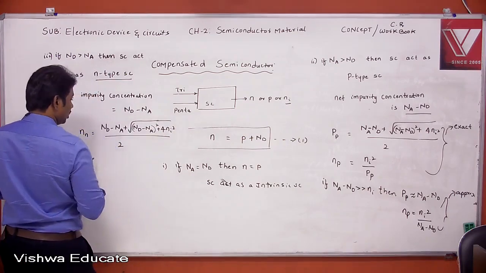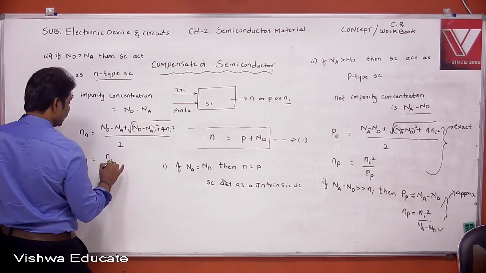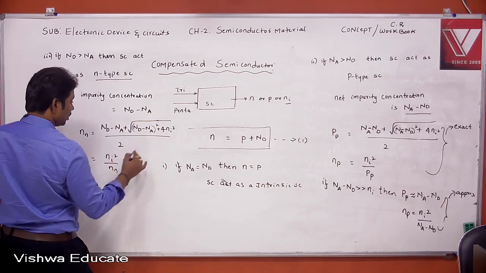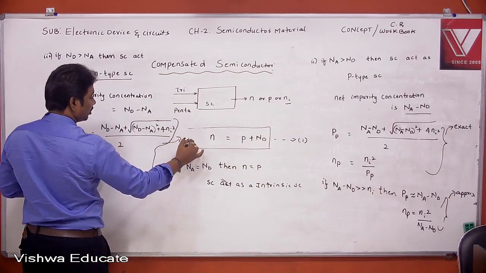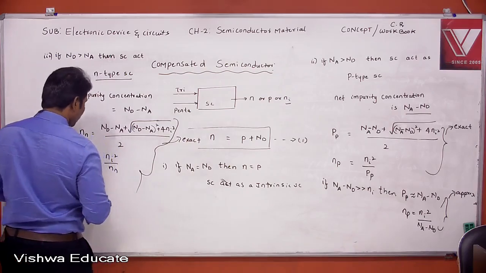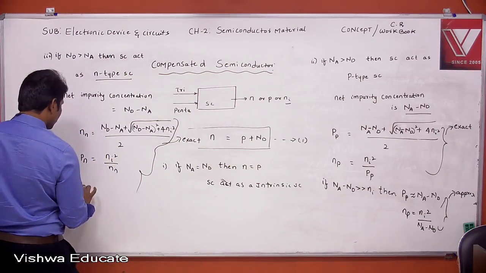Right. Now, what about the hole concentration? Actually, Pn equal to Ni square by Nn. Actually, these two are called as exact formula. Next, I can also go for approximation. Actually, what is an approximation actually?